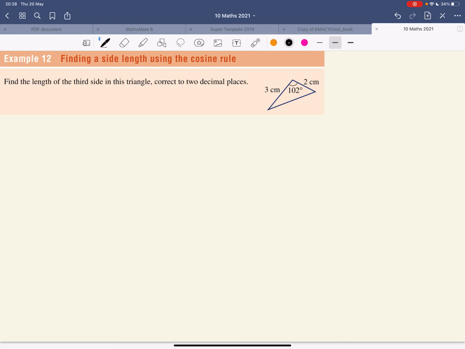All right, year 10s, have a look at the next question. Find the length of the third side in this triangle. That's really giving it away. Obviously, it's the cosine rule, because we are given two sides and an included angle. That's giving it away that we're going to be using the cosine rule.